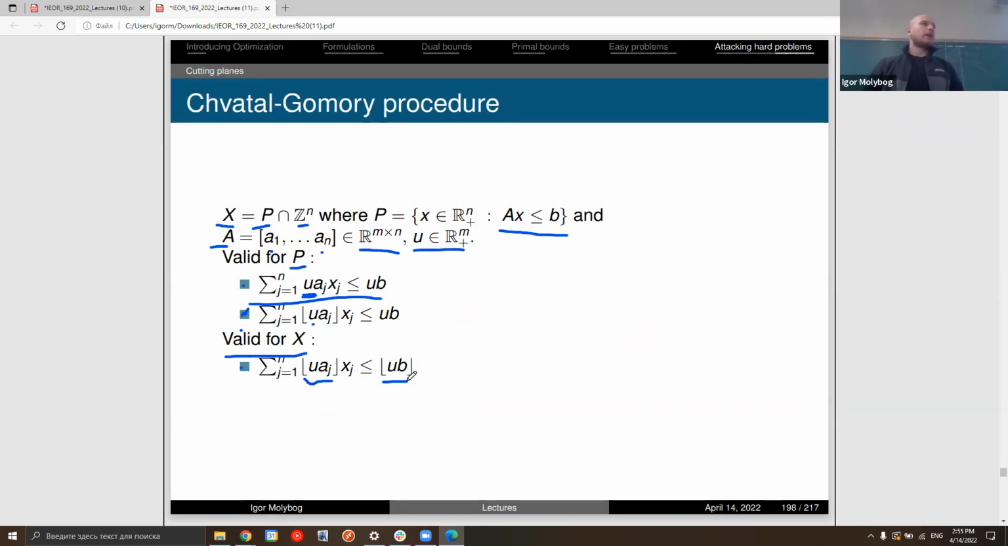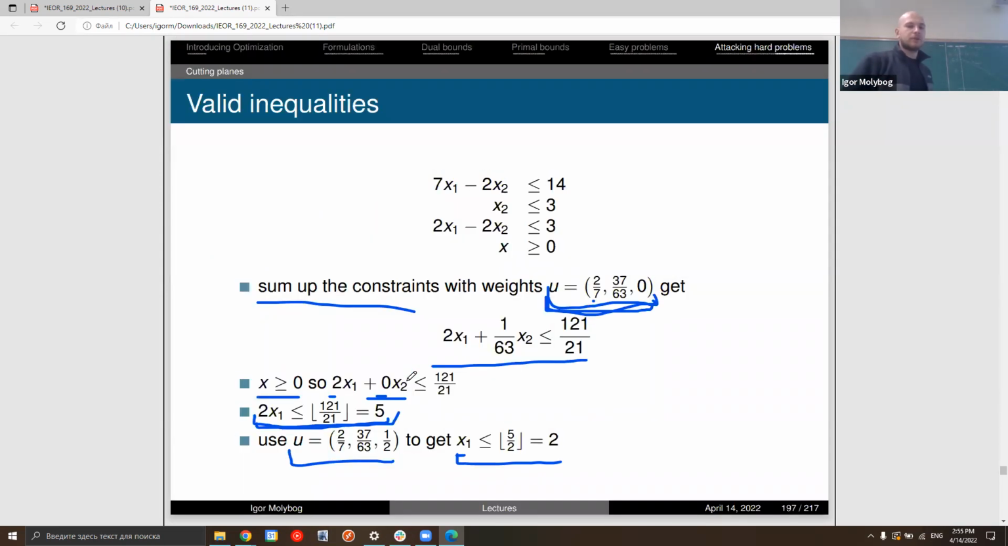Is it clear why these three types of inequalities are valid? Can you tell if it's obvious to you? Can you raise your hand? It's absolutely obvious to you. It's not obvious. Let's come back to this example over here and see why.